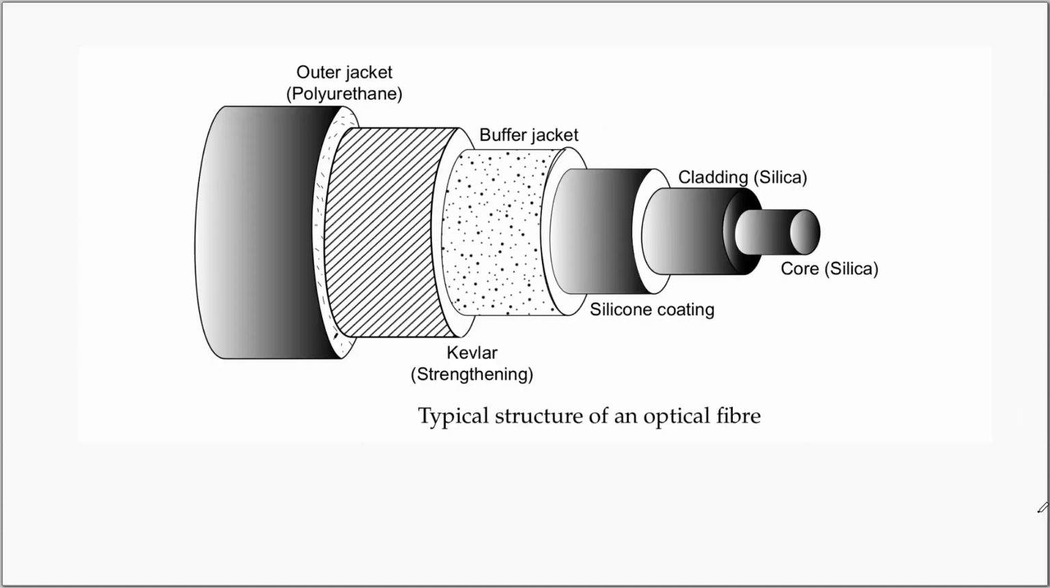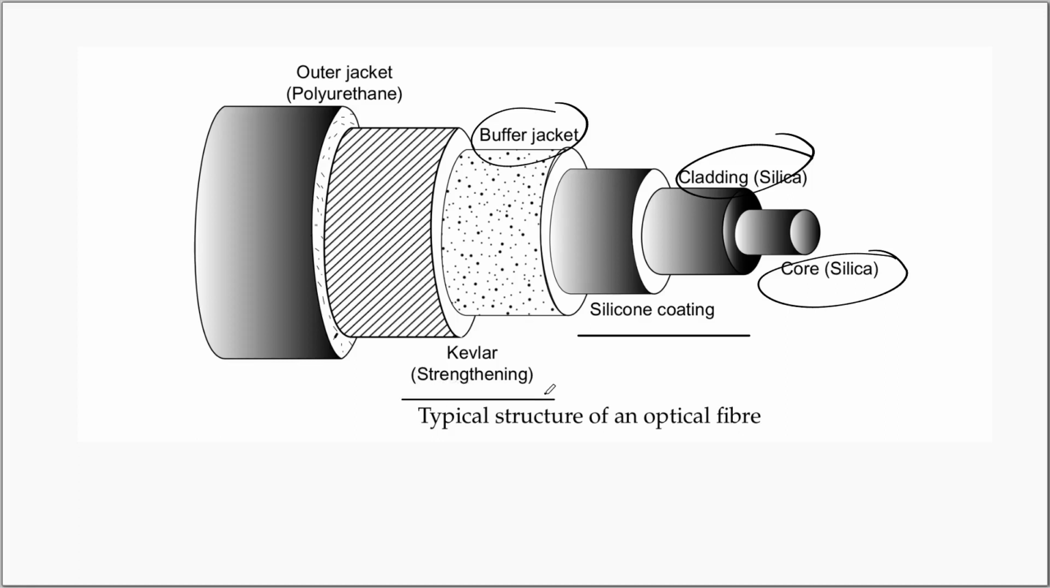The cross section of an optical fiber looks like this. We have the core, generally a glass, and the cladding another glass, and over the cladding we have the silicon coating, and over the silicon coating we have the buffer jacket. This provides certain strength to the optical fiber. Over that we have the Kevlar coating, that is the strengthening material, and above the Kevlar coating we have the outer jacket, that is a polythene coating. The polythene coating will be a thin coating, and this is the structure of an optical fiber.